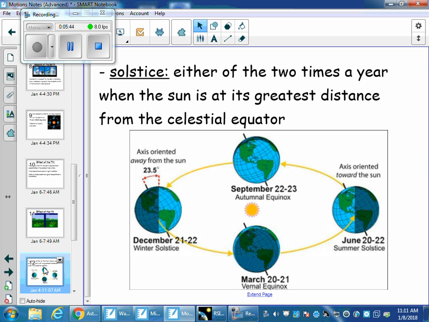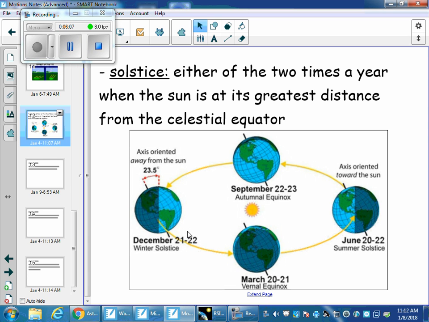A couple other words that we need to go through are solstice and equinox. Solstice is either of the two times a year when the sun is at its greatest distance from the celestial equator. That's basically saying when we get our longest days and our shortest days. This happens in the winter. The winter solstice for the northern hemisphere, which is where you live, happens, depending on the year, around December 21st or 22nd. This is when we would have what's called the shortest day of the year, when we have the fewest hours of daylight.